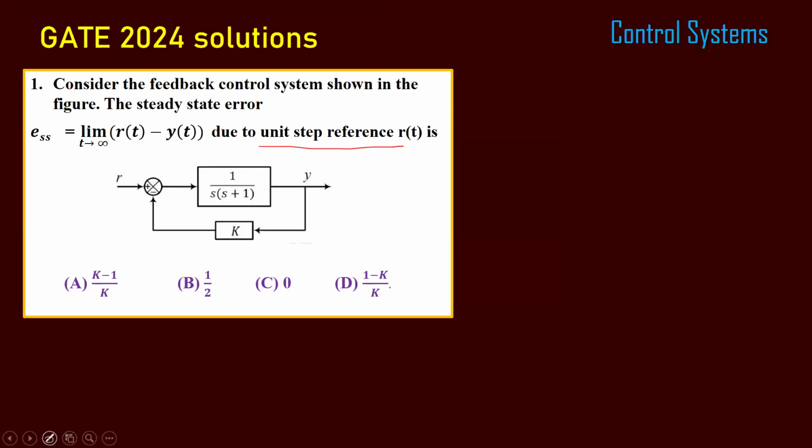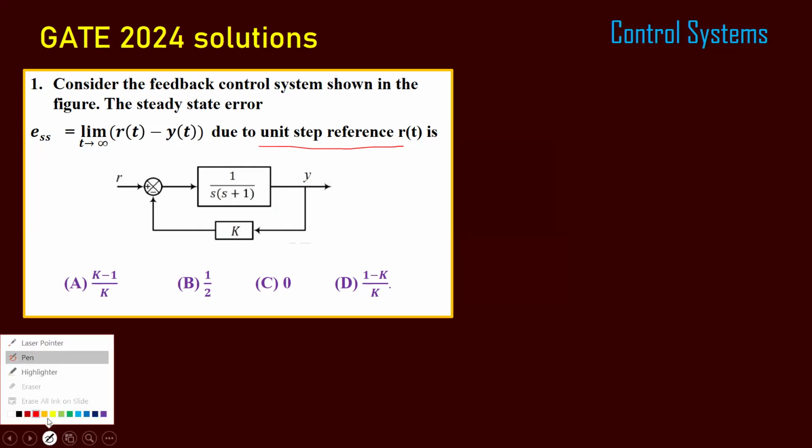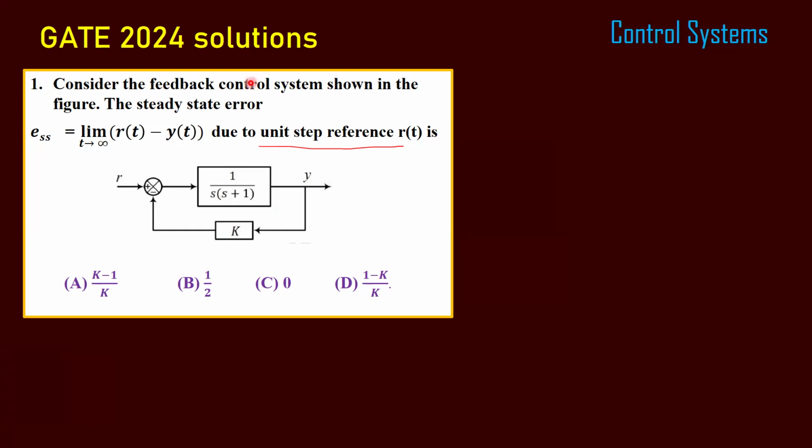So this is the first problem, taken from the topic time response analysis. The problem is: consider the feedback control system shown in the figure, the steady state error. They have given the condition for steady state error as limit t tends to infinity of r of t minus y of t due to unit step reference input r of t. They have given one block diagram, and we need to find the steady state error value.